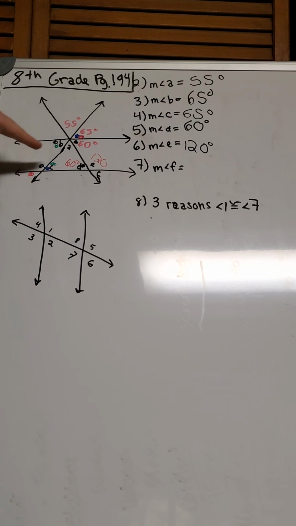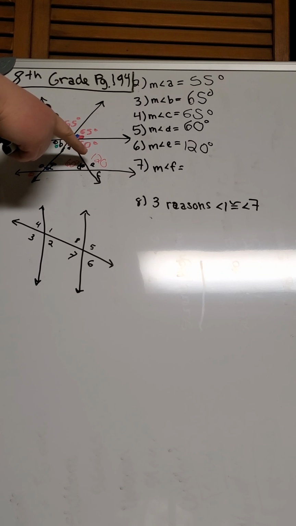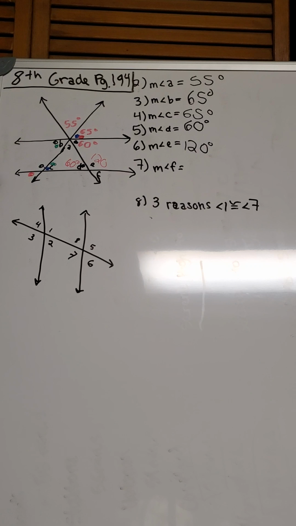Oh, that was the other way. So it says in the book, use same side interior. That means you would look at this angle up here and this angle down here, and know they have to add up to 180. If you do 180 minus 60, you get 120. So I actually did the other way first before I did the way the book said to do. And then we have the measure of angle F.